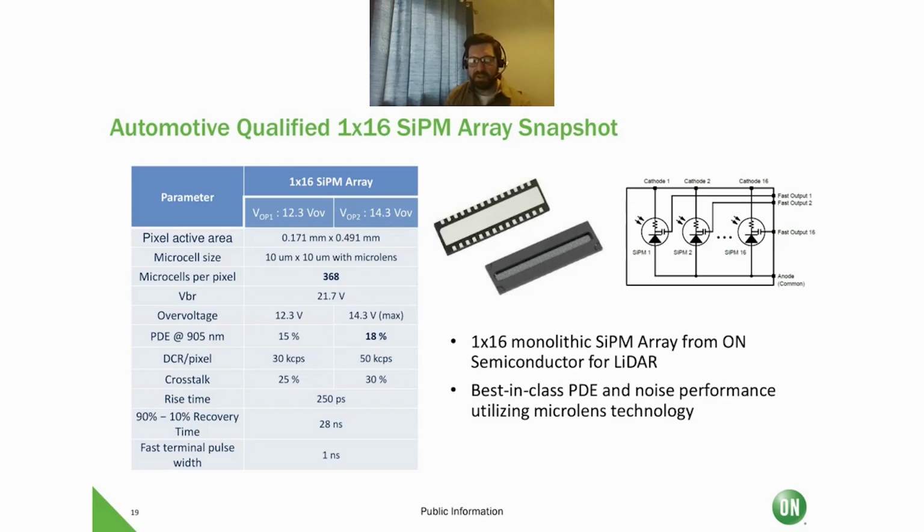So the advantages of an SiPM array such as this include single photon sensitivity, and also highly uniform pixels biased with a single supply. And now we can acquire 16 depth points simultaneously with this one array.